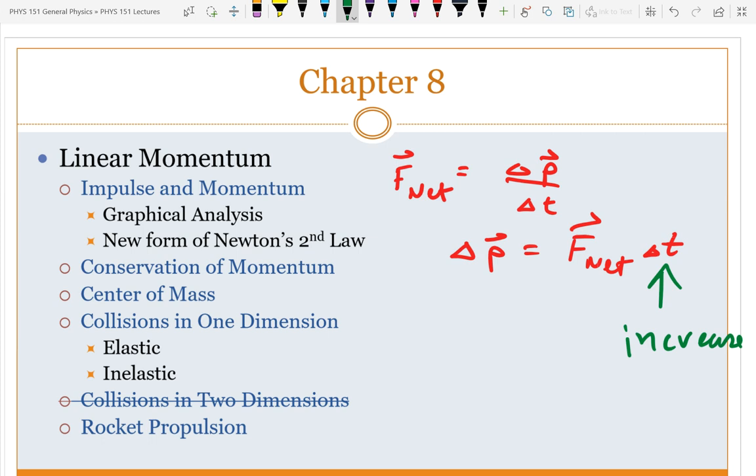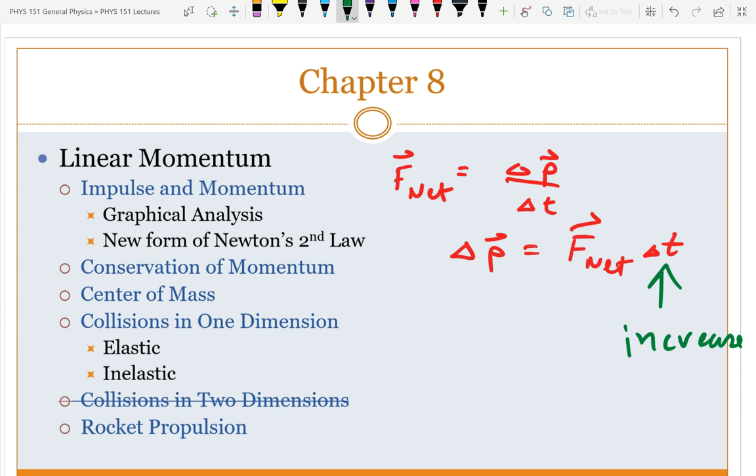Now, with momentum, we can look at this equation and we see momentum is conserved. That means momentum does not change. Some people wrote in the test momentum is zero. That's not what conserved means. Momentum does not change if either the net force is zero or the time is zero. And it seems kind of trivial to say the time is zero.